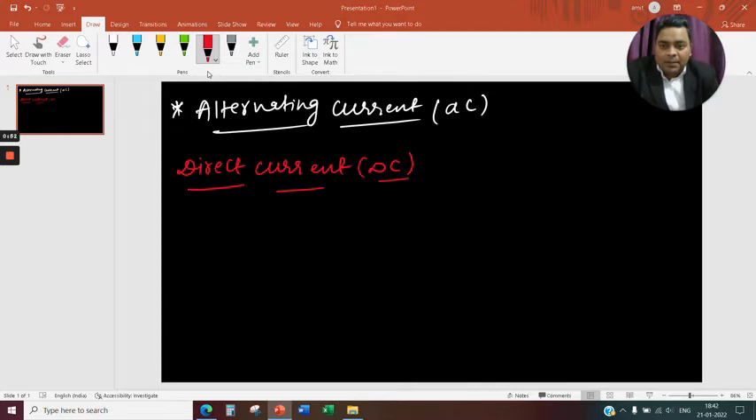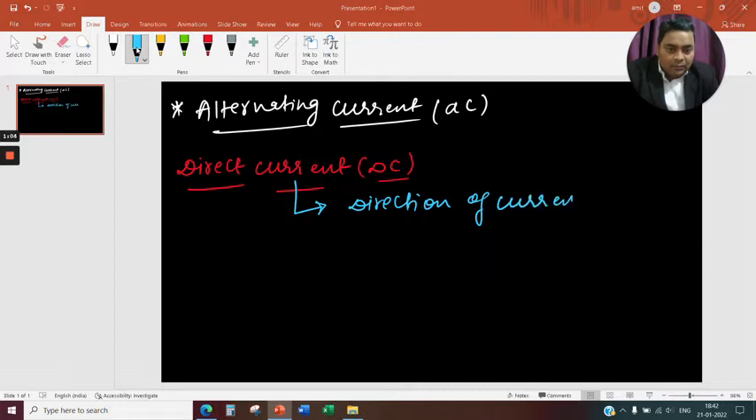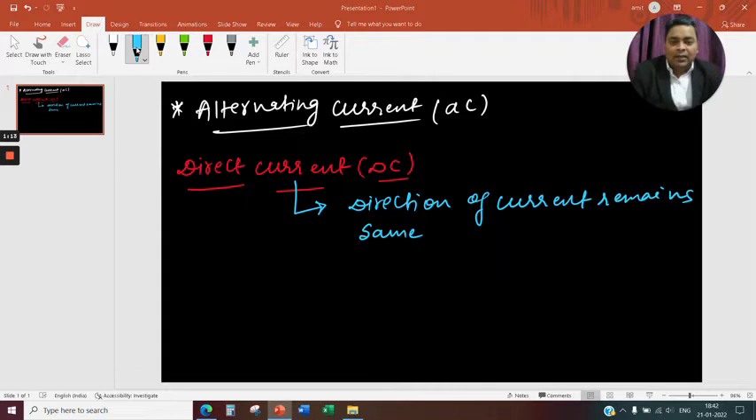For example, in case of DC current, the magnitude, or we can say the direction of current remains same. Means we can say that the direction of current is uniform in nature. Suppose for the entire interval of time, if the direction of current is positive, under that condition we can say that this is a DC current here.